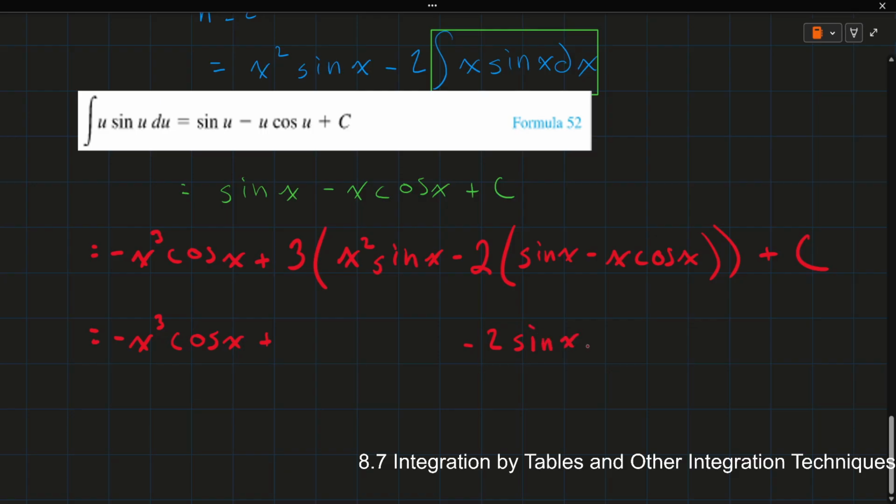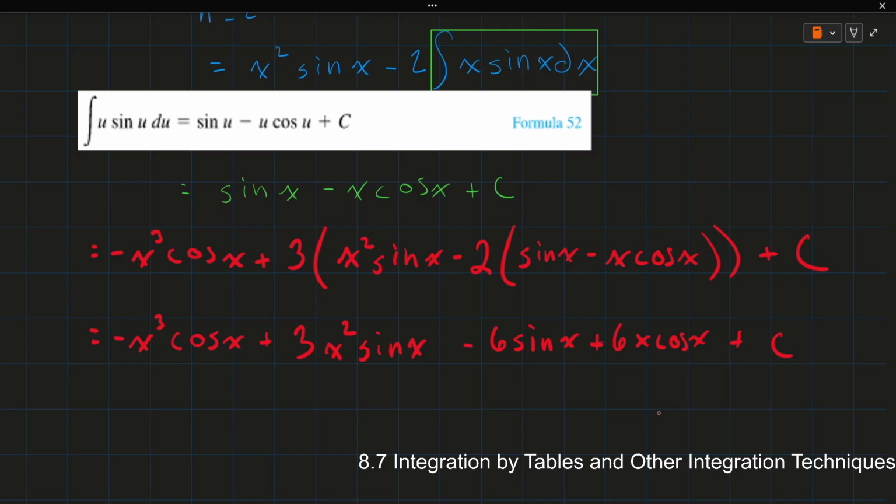Minus 2 sine x plus 2x cosine x. So that'll take care of that. And then plus 3x squared sine x, and then minus, so these two would just need to be multiplied by 3. So this is just going to be 6, and so this will be 6 as well. Plus C. I may have messed some mental math up there, but I think I got it right.